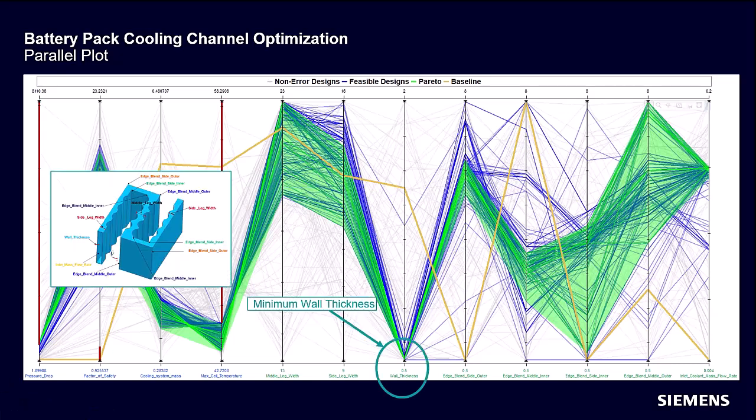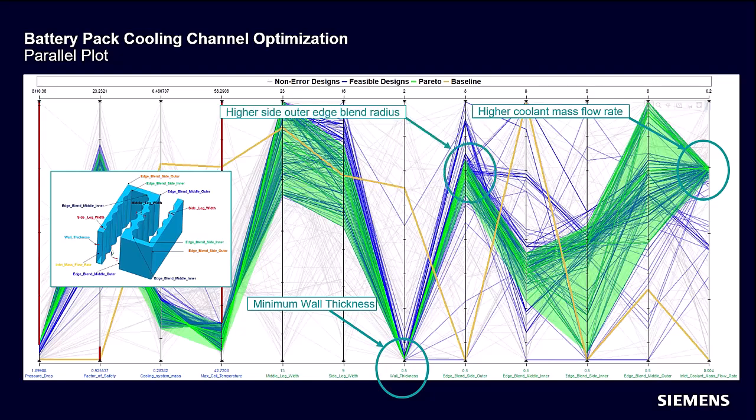The wall thickness is at its minimum allowed value for all designs on the Pareto front. This parameter appears critical to performance, and it is highly probable that if we were able to reduce the wall thickness further, greater improvements may be attainable. Coolant mass flow rate is significantly higher than the baseline design for all of the Pareto front designs. Higher outer side edge plane radius is within a relatively narrow band as well.